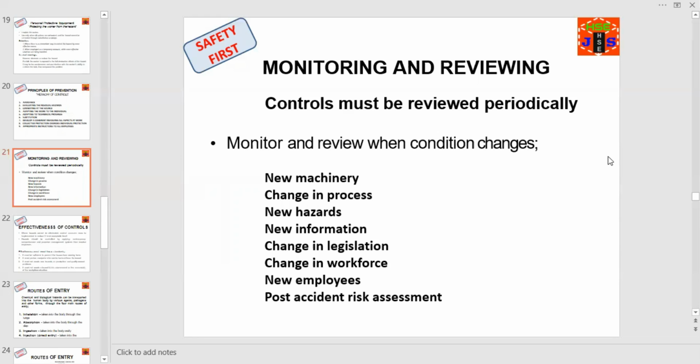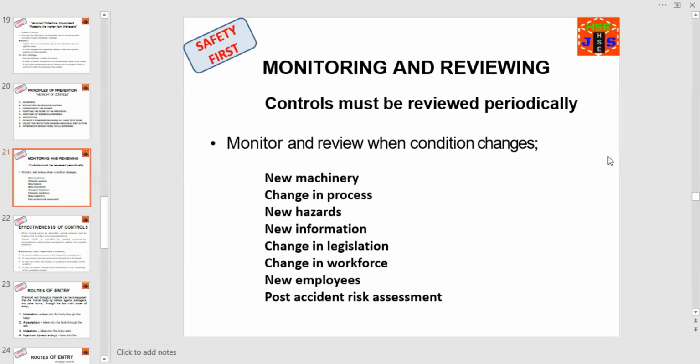First step, identification. Second step, assessment and evaluation. Third step, control. And now the fourth step, monitoring and reviewing. Controls must be reviewed periodically. Monitor and review when conditions change: new machinery, change in process, new hazards, new information, change in legislation, change in workplace, when new employees arrive at the site, or after a post-accident risk assessment.